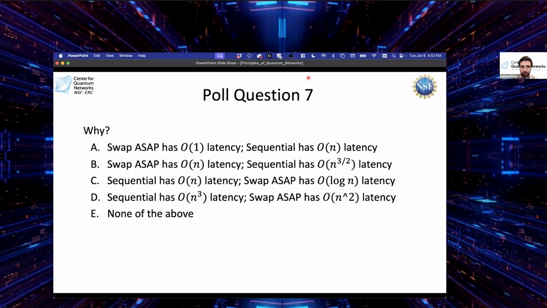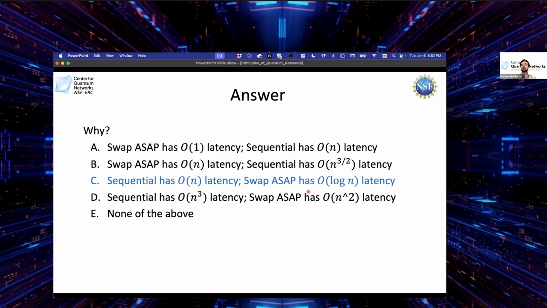Okay, let's look at the results. So now we got most people answering the correct answer. The reason is because sequential has linear latency and swap ASAP has logarithmic latency with the number of repeaters in the chain.